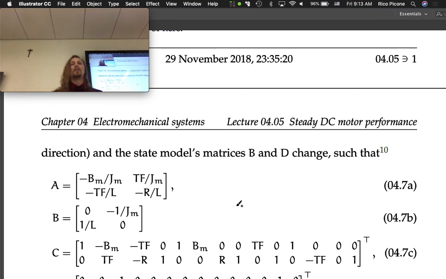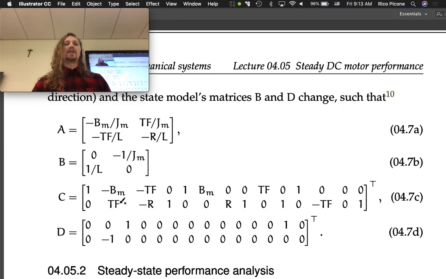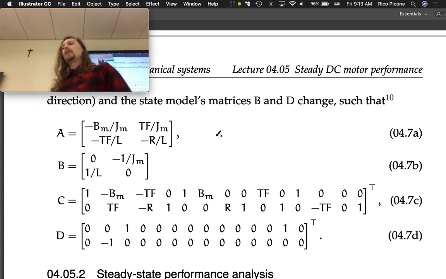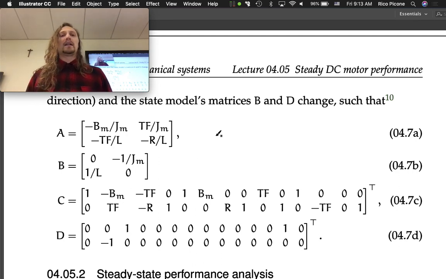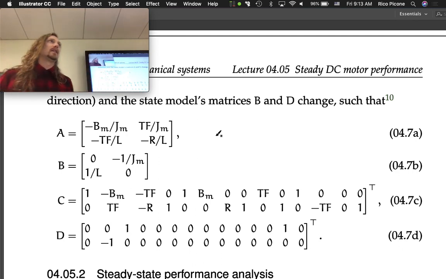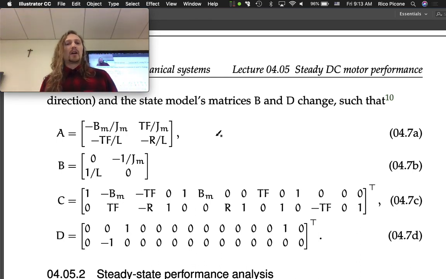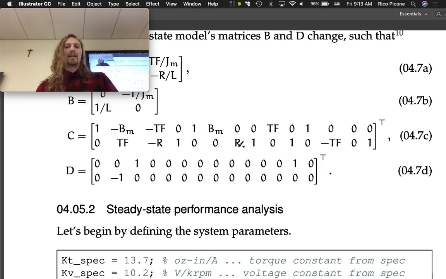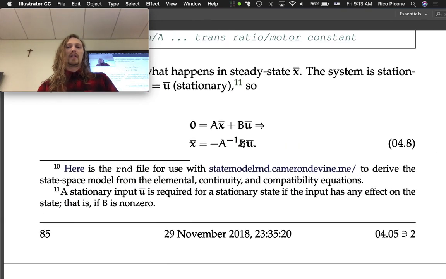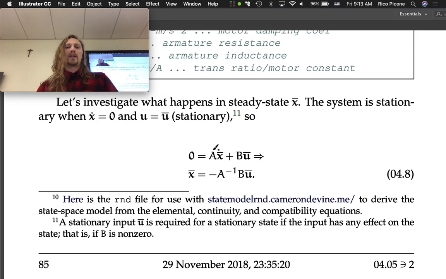And the state model's matrices, B and D, change such that A, B, C, and D are listed below. It's very much the same model as the previous lecture, but just with one more source in it, the torque source, and the moment of inertia is slightly different, and the one continuity equation is different. If you are interested in seeing this, in this footnote, you can go to that website.